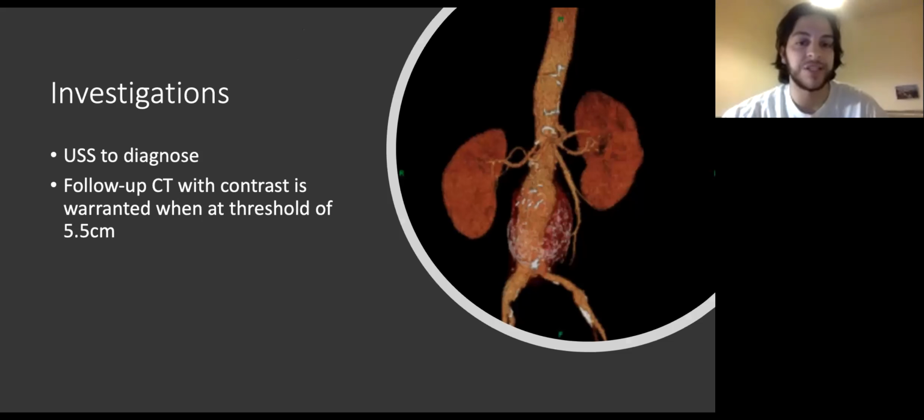So what investigations are done? For diagnosis, it's an ultrasound scan of the abdomen. Then if an aneurysm is found, they'll have a follow-up CT with contrast, and that's only warranted when the aneurysm size reaches 5.5 centimeters.